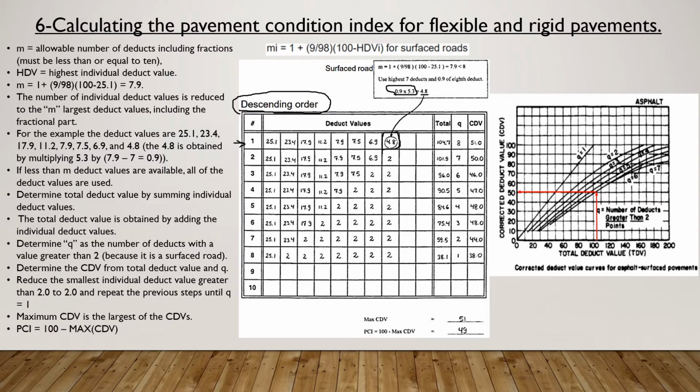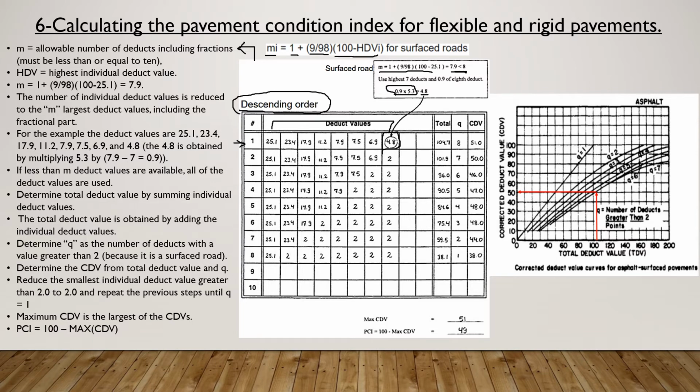So why did we do that? We did that because we calculated the maximum allowable number of deducts for our sample. The maximum allowable number of deducts is represented by m. m is equal to 1 plus 9 over 98 multiplied by 100 minus the highest deduct value. As you can see here, it is equal to 7.9, and 7.9 is less than 8, and 8 is our deduct values count. We have 8 deduct values.